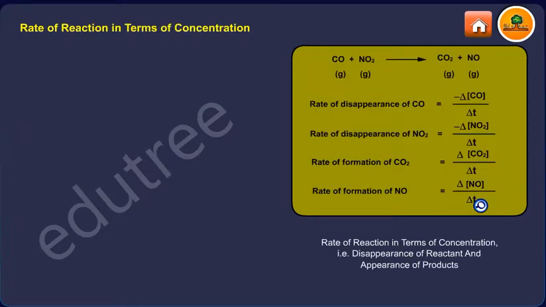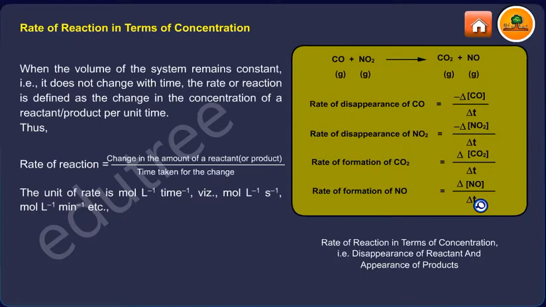Rate of reaction in terms of concentration. When the volume of the system remains constant, that is, it does not change with time, the rate of reaction is defined as the change in the concentration of a reactant or product per unit time. Thus, rate of reaction is equal to change in the concentration of a reactant or product upon time taken for the change. The unit of rate is mole per liter per unit time, namely mole per liter per second, mole per liter per minute, etc.